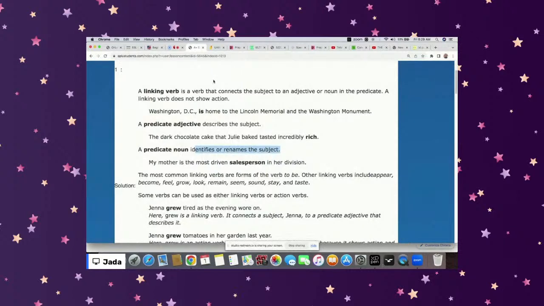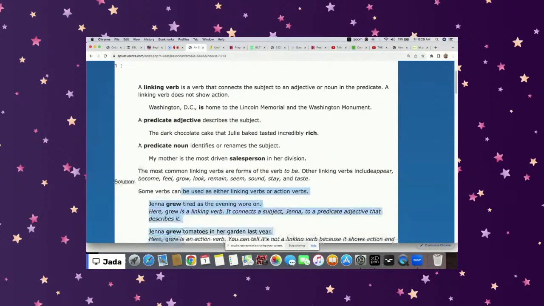Now, the most common linking verbs are forms of the verb to be. Other linking verbs include appear, become, feel, grow, look, remain, smell, sound, stay, and taste. So these are other linking verbs, okay? But the most common are all the forms of the verb to be, like was, has, is. Those are the linking verbs.